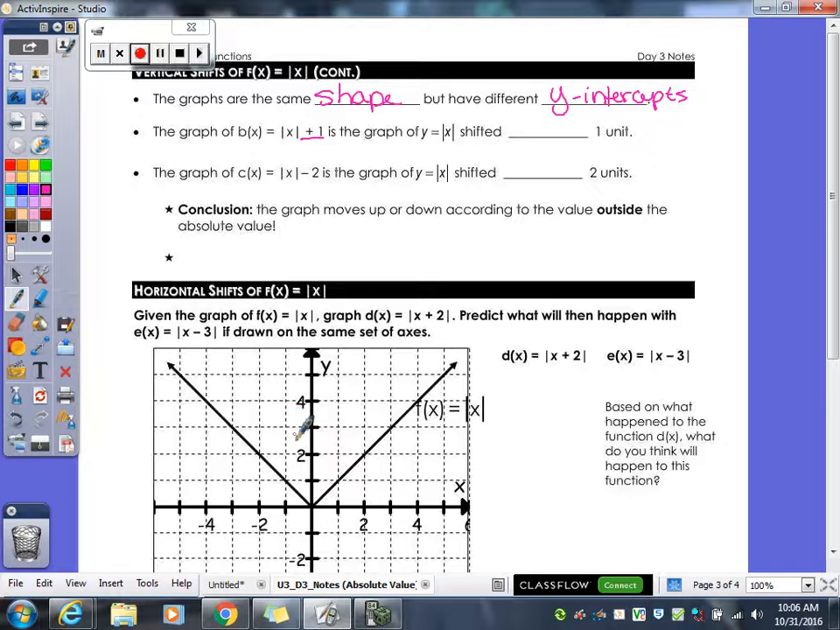When we had absolute value of x plus 1, it shifted up 1 unit. And then absolute value of x minus 2 shifted down 2 units. So the conclusion, the graph moves up and down according to the value outside of your absolute value.